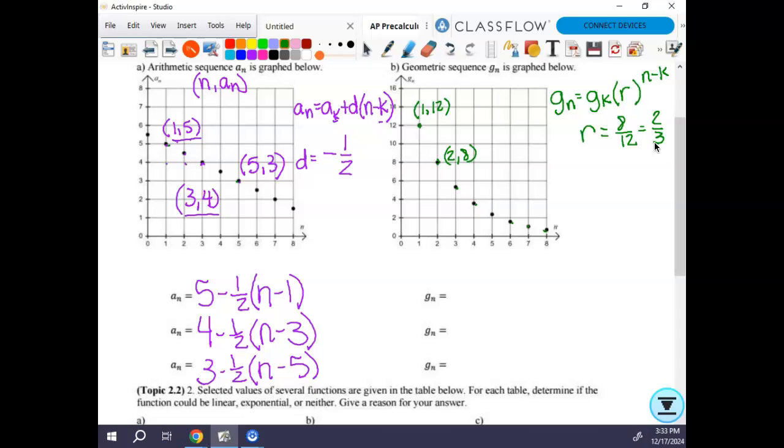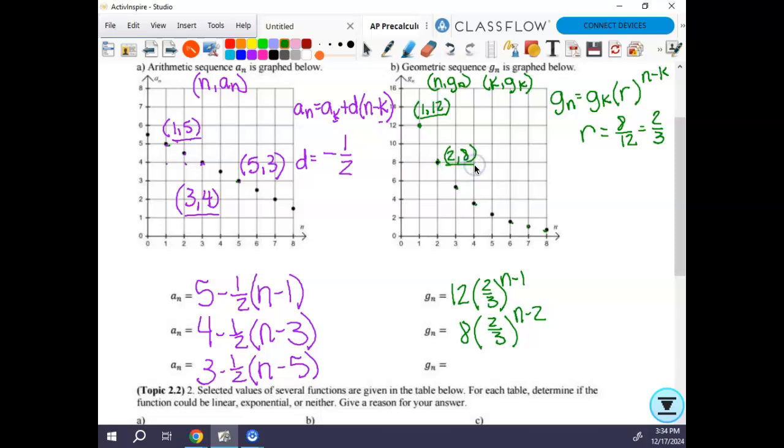So g sub n, remember this is going to be either n, comma, g sub n, or k, comma, g sub k, something like that. And so I can use g sub n, and then my g sub k would be 12 times 2/3 to the n minus 1. I got the 12 and the 1 from here. Then I can do 8 times 2/3 to the n minus 2 power.